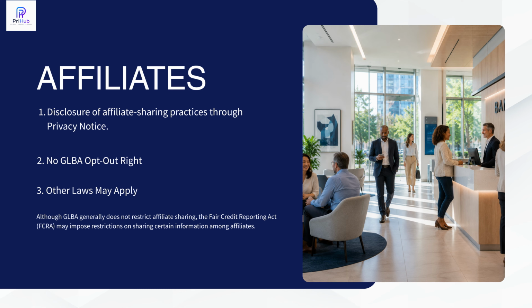Let's start with affiliates. Under GLBA, financial institutions may generally share NPI with their affiliates, but they must disclose these sharing practices in their privacy notice. Importantly, GLBA generally does not provide an opt-out right for affiliate sharing. However, other laws may apply. For example, the FCRA can restrict the sharing of certain information among affiliates. So, affiliate sharing is generally permitted under GLBA, but other legal restrictions must still be considered.